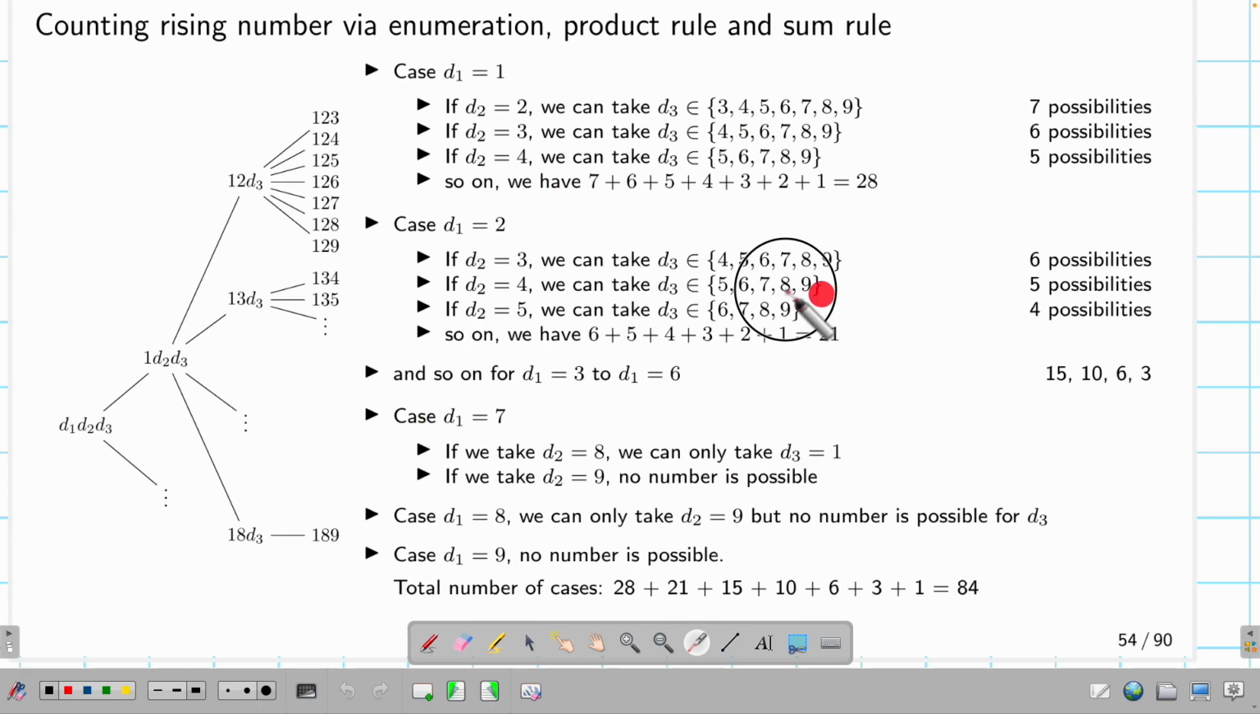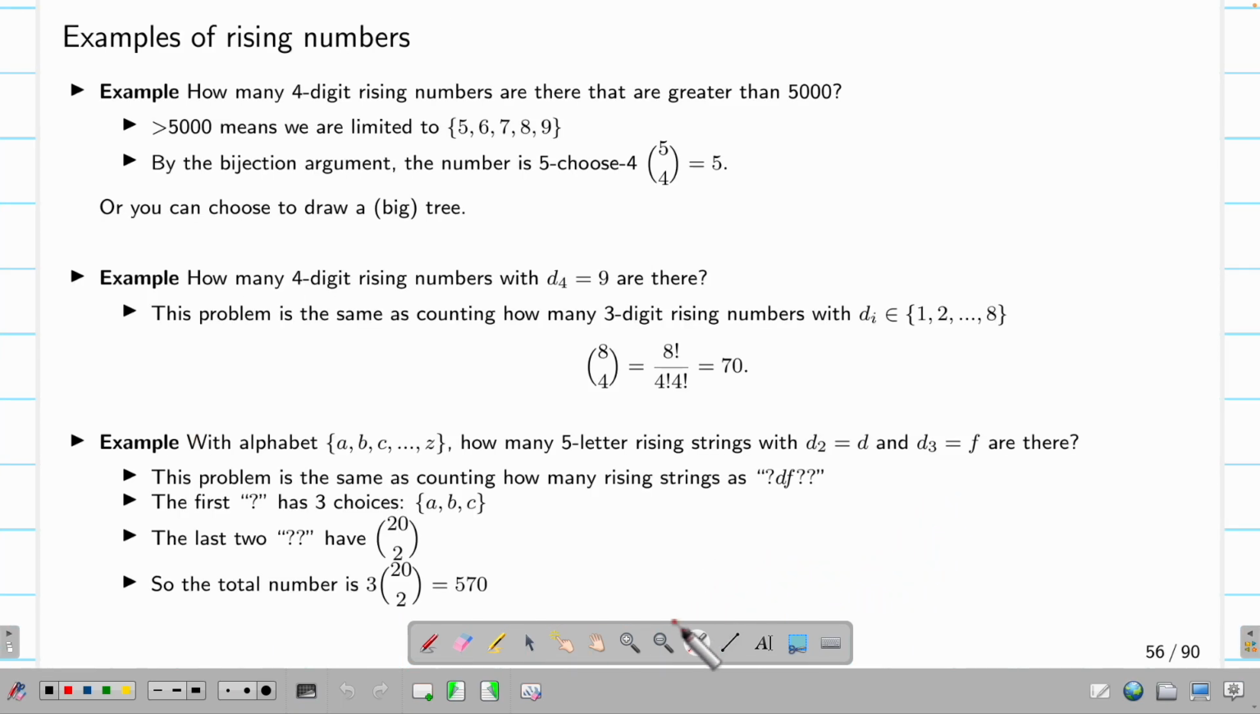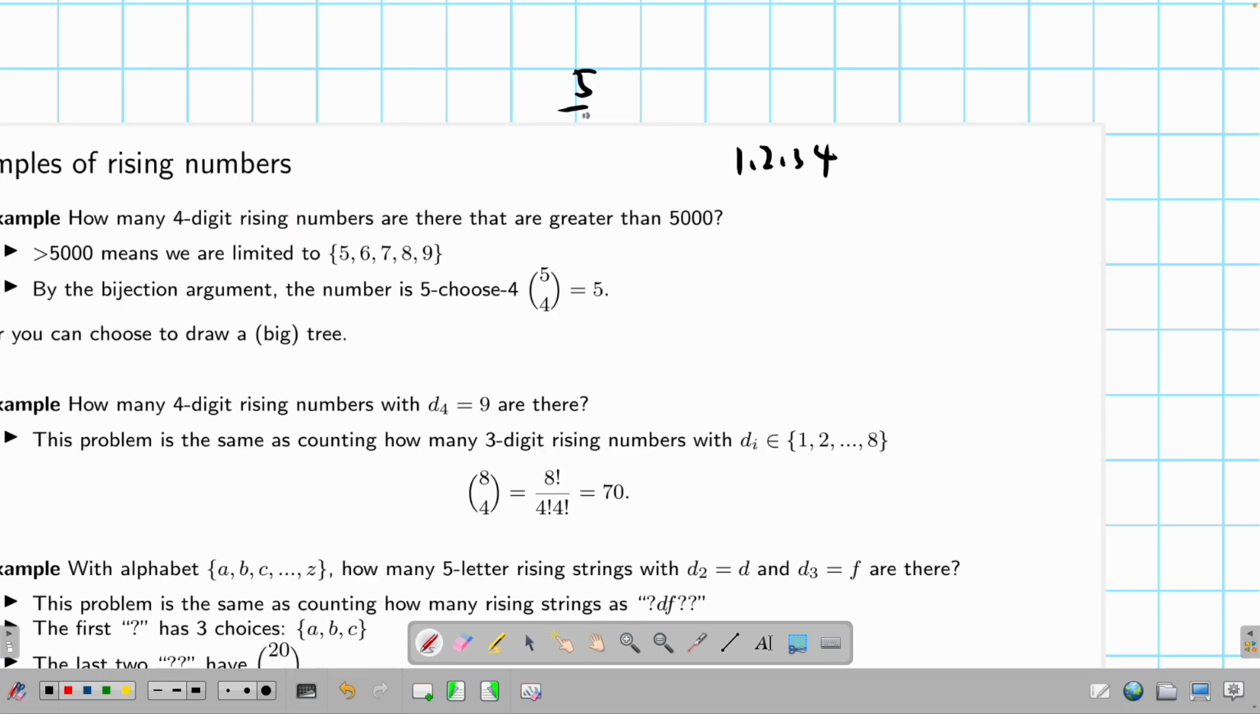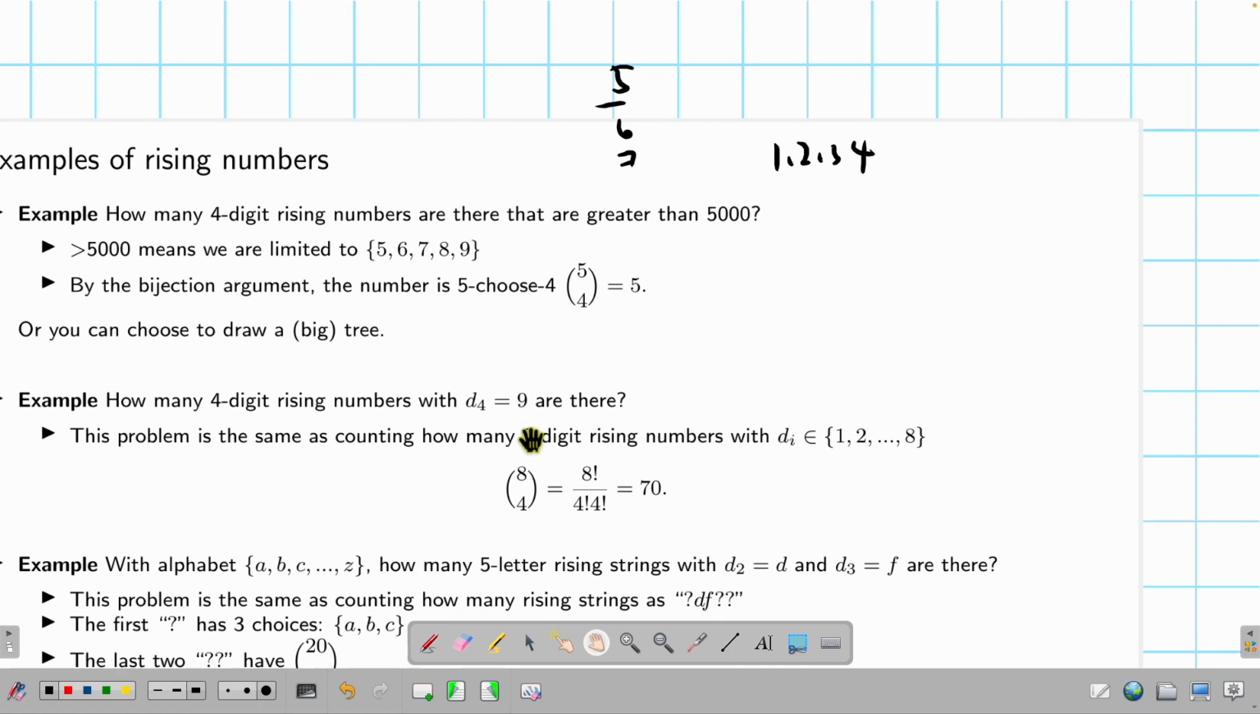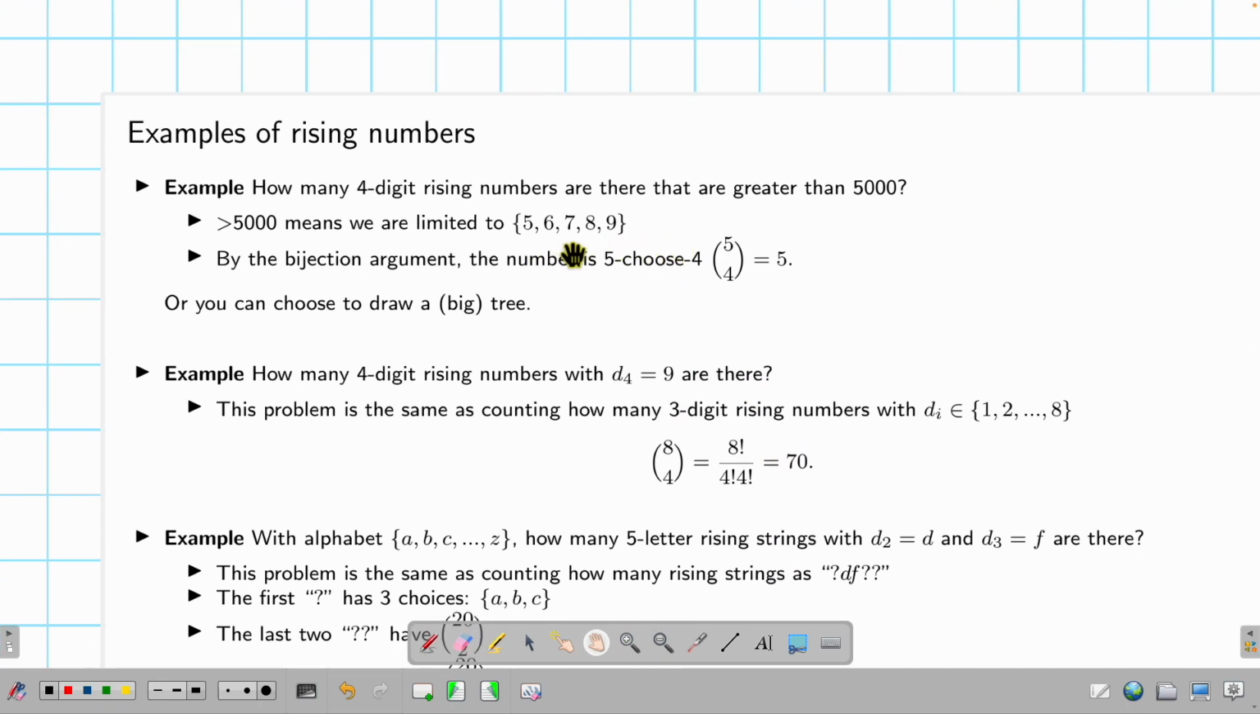If you do the analysis using the standard approach, you will get the same answer, but this is much faster. So here are more examples on rising numbers. For example, how many 4-digit rising numbers are there that are greater than 5,000? That means we are only limited to 5, 6, 7, 8, 9. We make sure the first digit is at least 5, but don't forget we are doing rising numbers. So the remaining digits cannot be 1, 2, 3, 4, and we discard 1, 2, 3, 4 from the very beginning. That means we can only choose from 5, 6, 7, 8, 9 to form D1, D2, D3, D4.